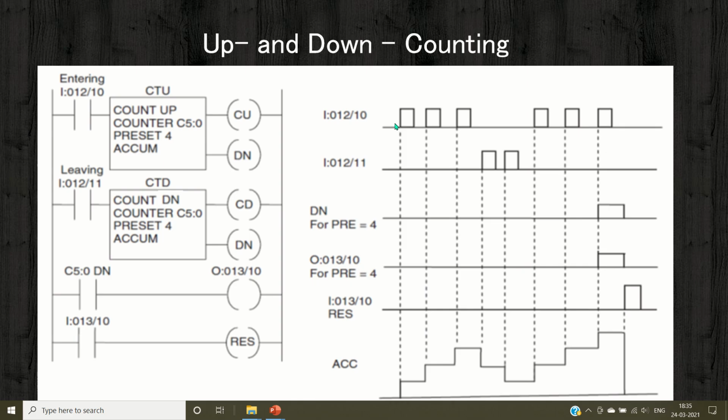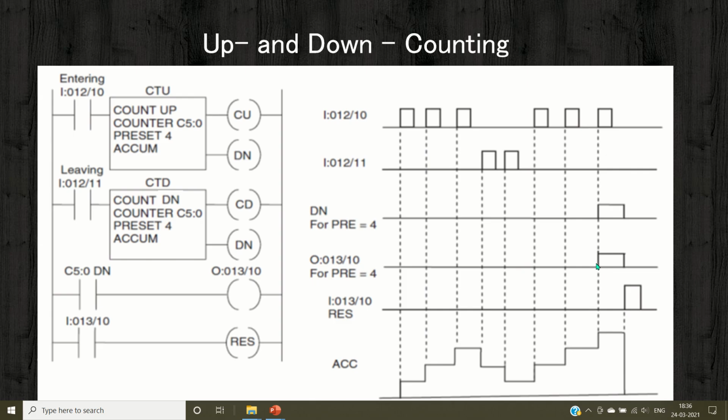Now you can see here, suppose in these three cases, 1, 2 and 3, there are 3 cars entering the parking lot. After that there are 2 cars going out of the parking lot, and again 1, 2 and 3 cars are there. Now you can see we have programmed it for 4 cars. So in this circumstance, what is happening? 3 cars have entered, 2 cars have gone out, so now we have only 1 car inside. After that, car number 2, car number 3 and car number 4. When car number 4 is there, you can see that the done bit has become high.